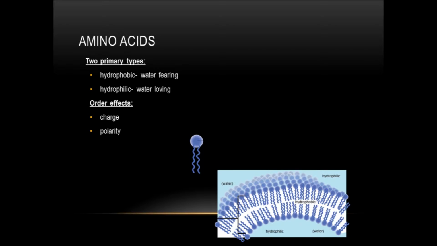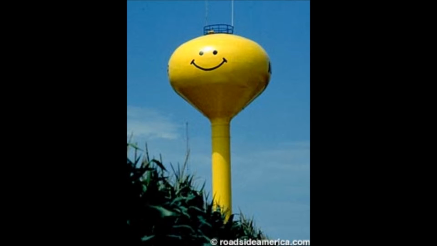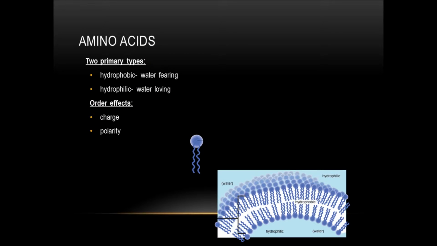There are two types of amino acids. There are those that are hydrophobic, and they fear the water, and they will repel the water. Then there is also hydrophilic, which will bond with water, and that's really just determined upon charge and polarity.